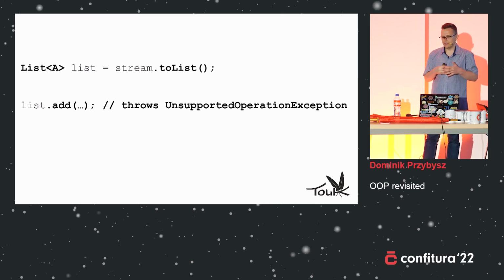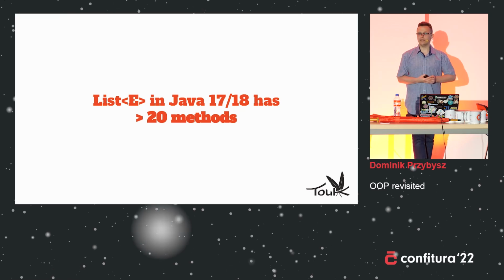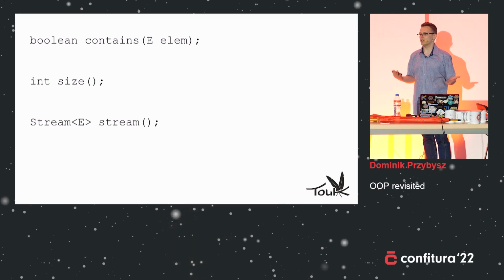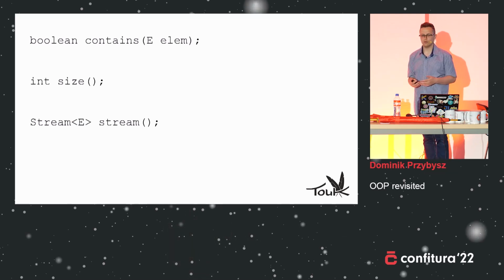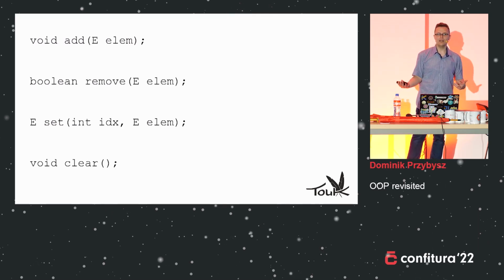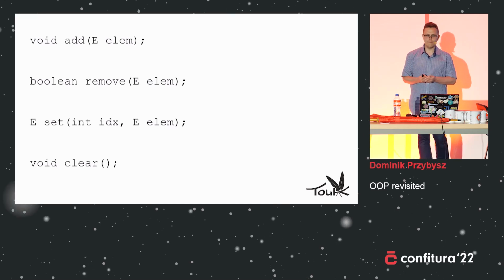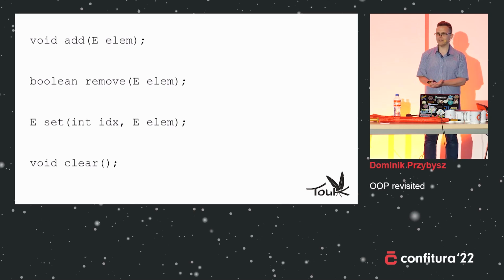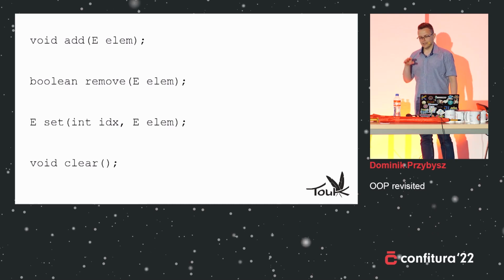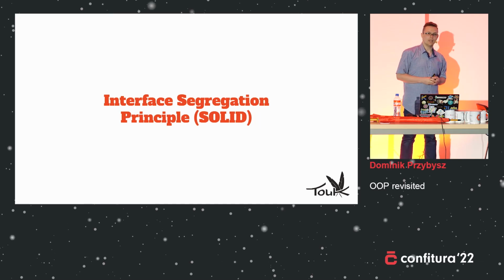And the bigger problem is that List in Java 17 or 18 now has more than 20 methods. Some of them, like contains, size, stream, are pretty useful in several contexts, and normally you can assign such behavior to all kinds of lists. But there are also methods like add, remove, set, clear, and those method names even imply that your object is mutable. And this is something that is unexpected when you create immutable structures and still use the same kind of interfaces. And this breaks the next principle that you have in SOLID, which is called the interface segregation principle.